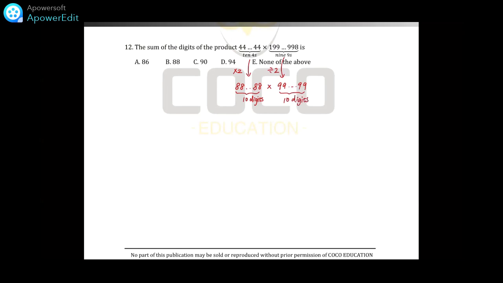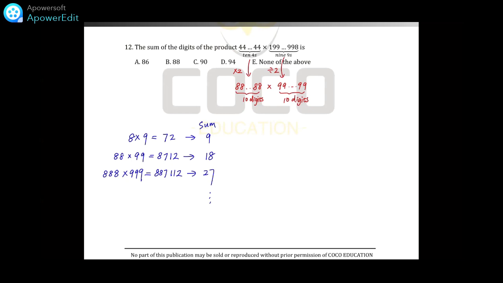Now just look for the pattern. If it's just 8 times 9 equals to 72, so the sum of digits is 9. Next we have 88 times 99. This equals to 8712. So sum of digits is 18. Then if it's 888 times 999, this gives us 887,112. Sum of digits is 27.